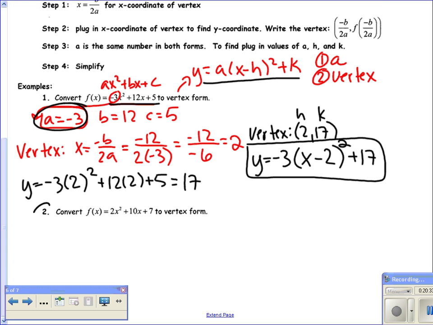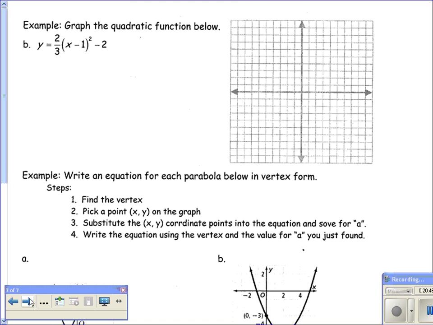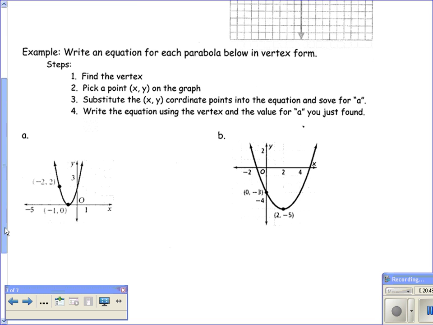So why don't you guys see if you can do number 2 on your own? And number 2 is going to end up with fractions for your vertex. So if you get that, don't worry about it. It's okay. And let's go to one last example.